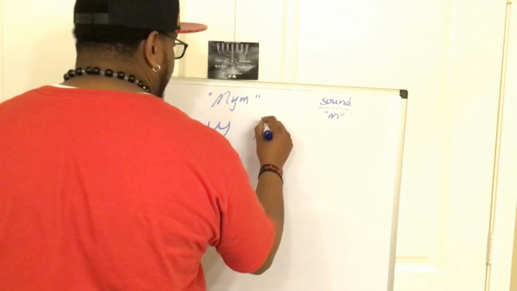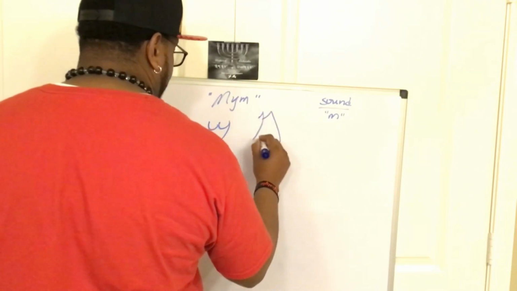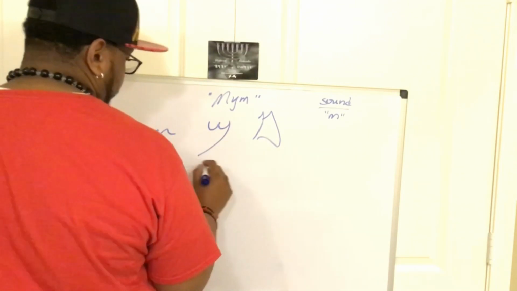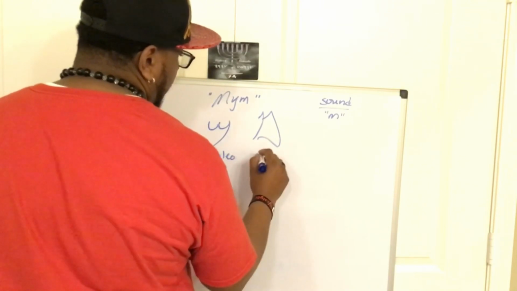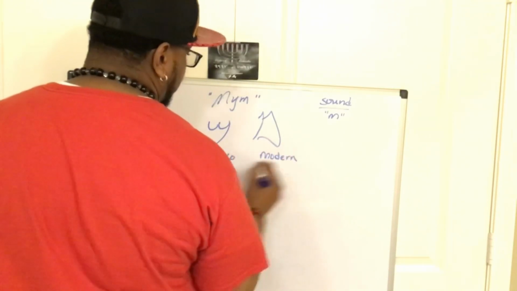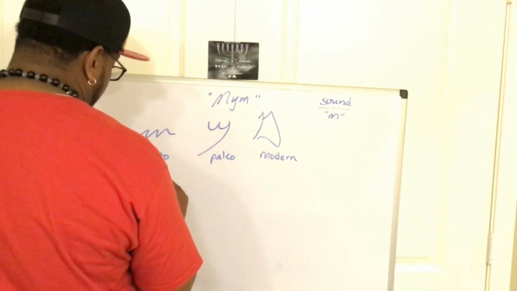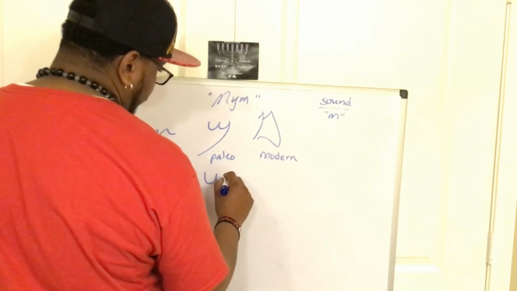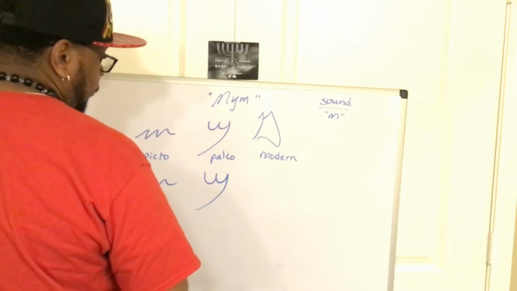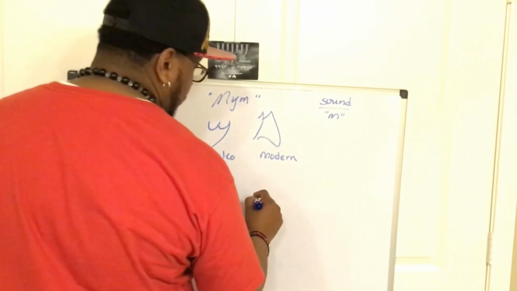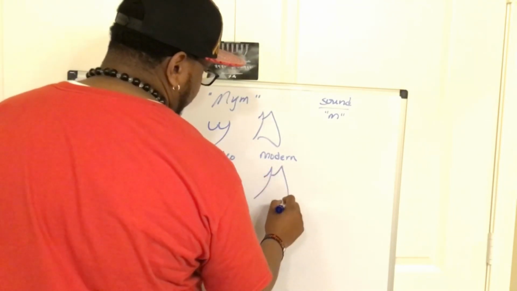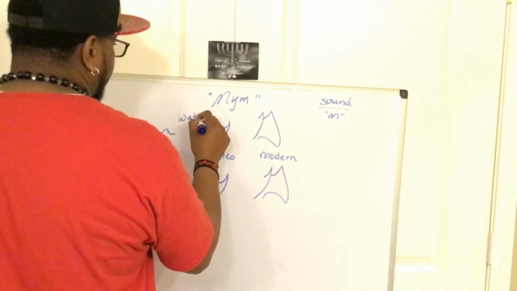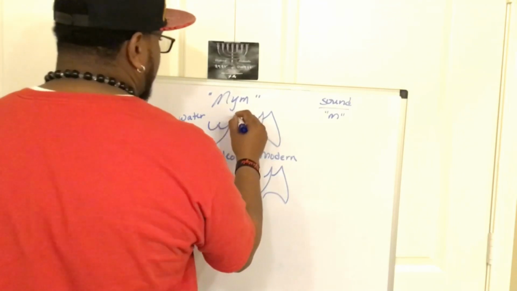And this is what it looks like in the modern. Picto, paleo, modern. Draw it again. Just a wave of water. It just looks like water strokes. It represents water. It represents disorder.